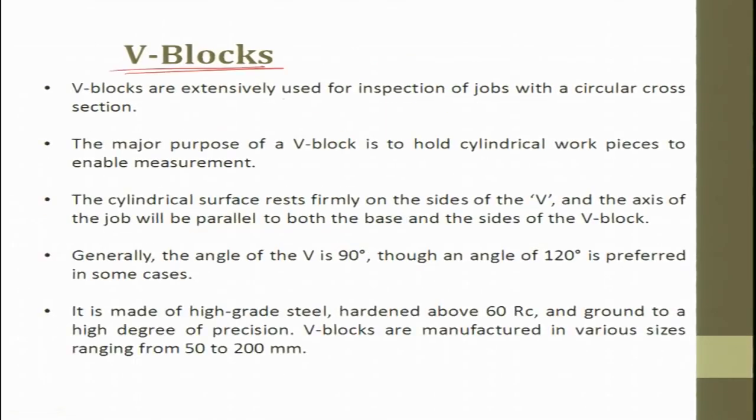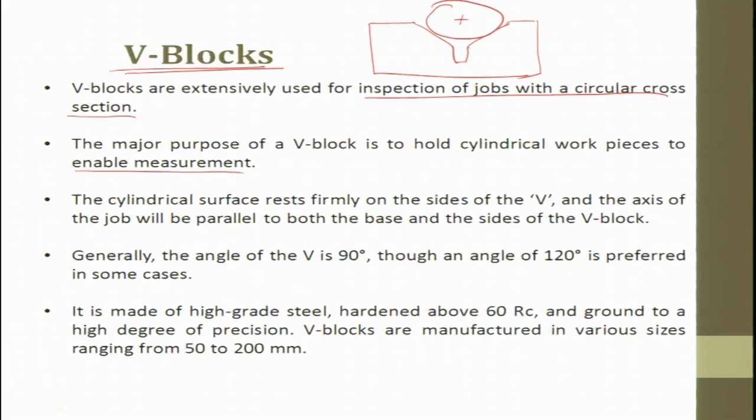V blocks are extensively used in inspection of jobs which have circular cross sections. With circular cross sections, you can try to find out the height and other things also. The major purpose of a V block is to hold a cylindrical workpiece to enable measurement. Otherwise, it is very difficult for you to hold it.